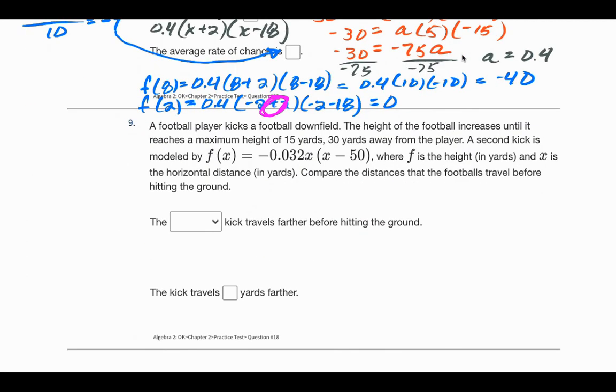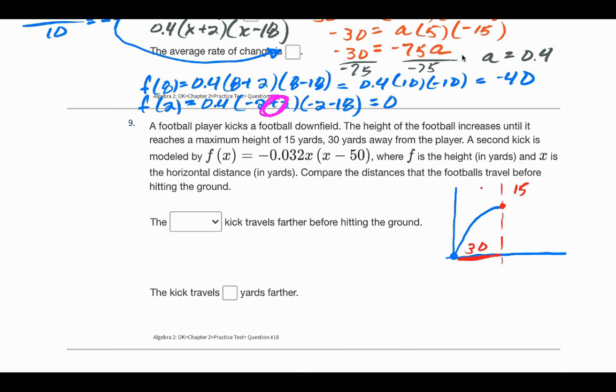Okay. Number 9, I suggested to you that you draw pictures based on what you understand. On the first one, again, we're going to have ones very similar to this on the test. I'm not lying there. So on the first one here, we know that the kicker kicks the football, and the height increases until the height is 15 feet, and it's again 30 yards away. So this right here is 30, this distance from here to here.